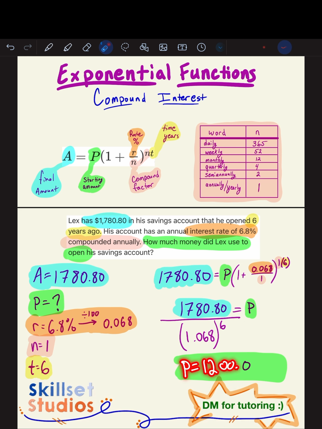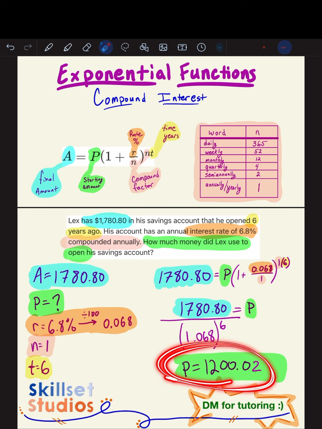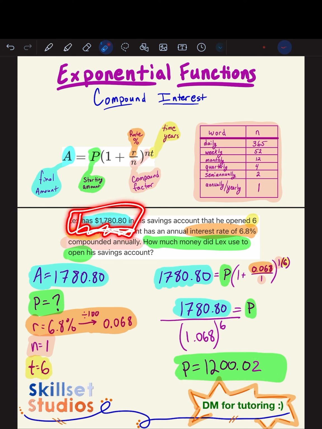When I type this in the calculator, I get 1200.017. And again, that 7 would bump the 1 up to $1,200.02. So this is the amount that Alex first put into the bank account 6 years ago. And after 6 years of gaining interest, it's now at $1,780.